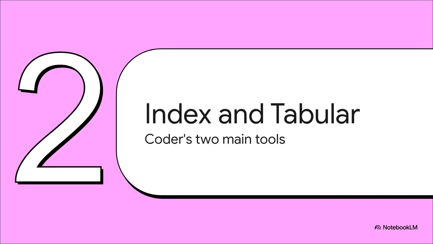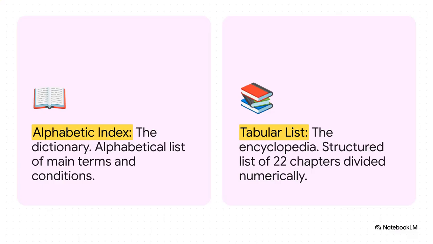Section 2. The index and the tabular. The coder's 2 main tools. To actually track down these 7-character codes, medical coders use what's basically a 2-part secret decoder ring. Think of the alphabetic index on the left as your search engine or your dictionary. It's just a massive alphabetical list of main terms, conditions, and subterms. Then, on the right, you have the tabular list. That's your encyclopedia. It's highly structured into 22 chapters, broken down numerically by body system or condition.